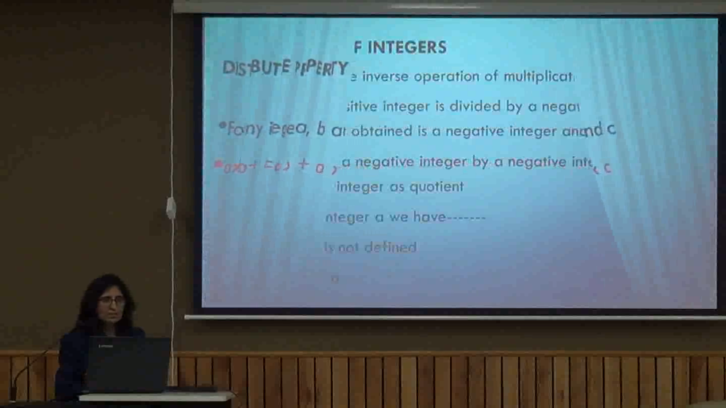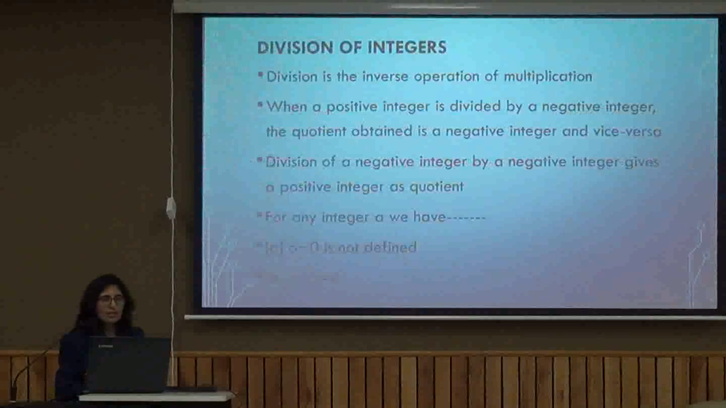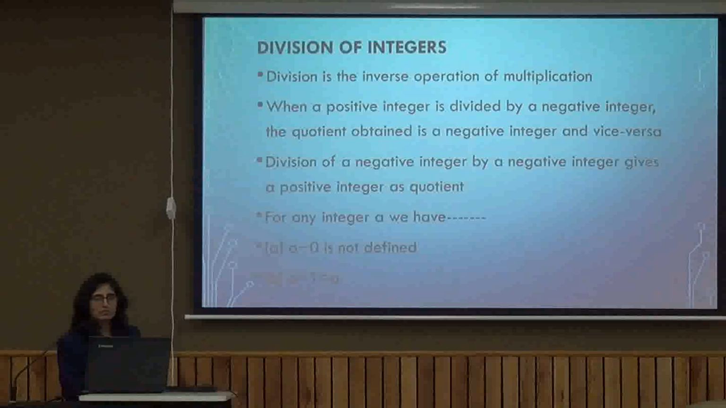The next one is the division of integers. Now division is the inverse operation of multiplication. So we can say that when we multiply the number, we can multiply by its reciprocal also. So when a positive integer is divided by a negative integer, the quotient obtained is a negative integer, and vice versa. That means if you divide a negative integer by a positive integer, the result is again a negative integer. Now division of a negative integer by a negative integer gives a positive integer as quotient.